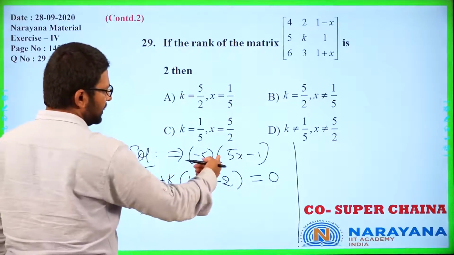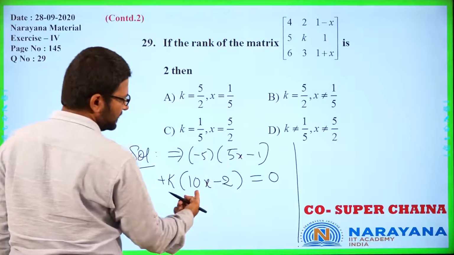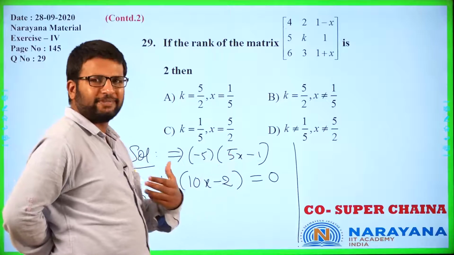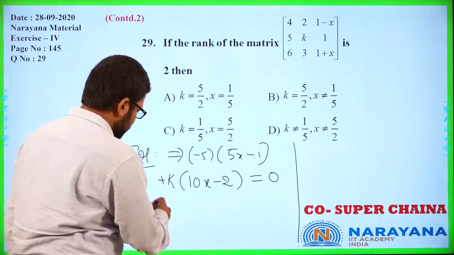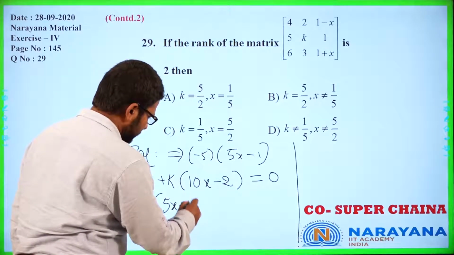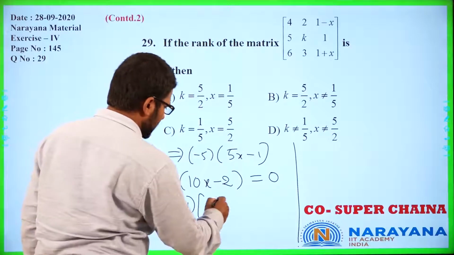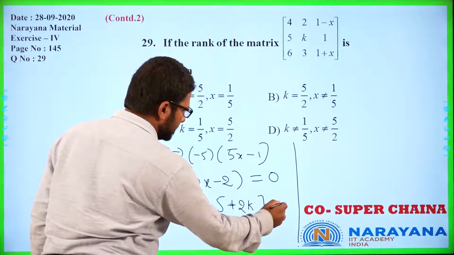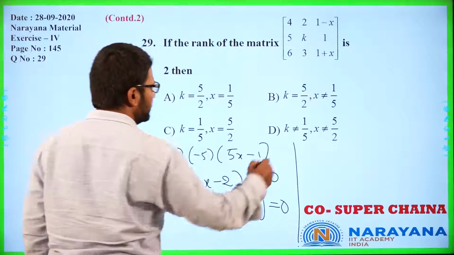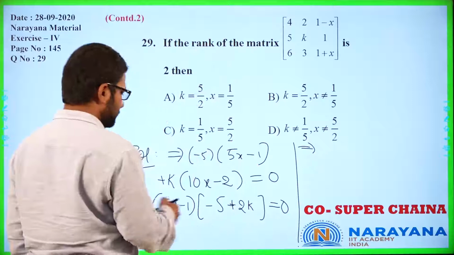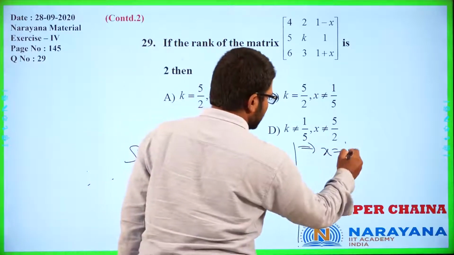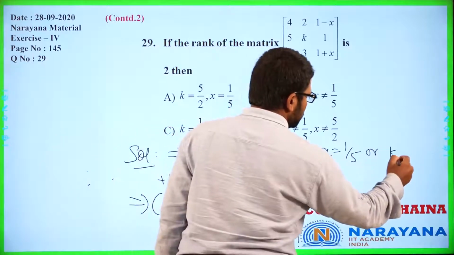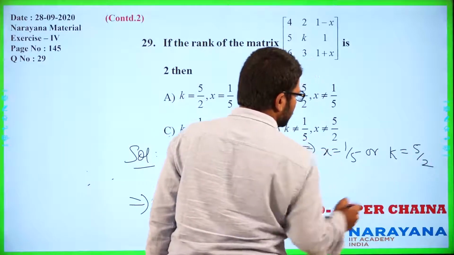Which means, you see, we have 5x minus 1 here and this is 10x minus 2. This bracket is exactly double of that. So it is better to just take it out. So 5x minus 1 into minus 5 plus 2k is equal to 0, which means x equal to 1 by 5 or k is equal to 5 by 2, right?